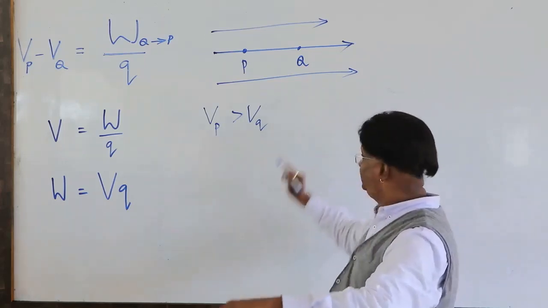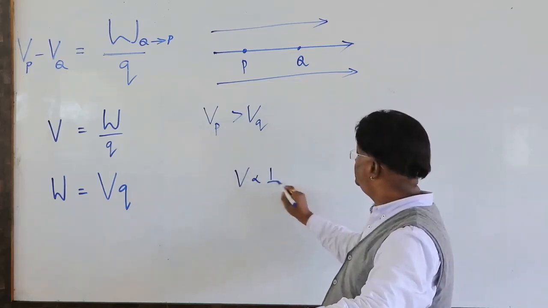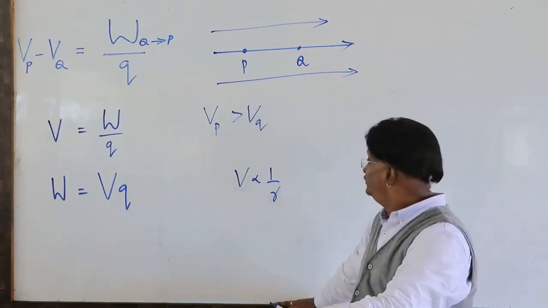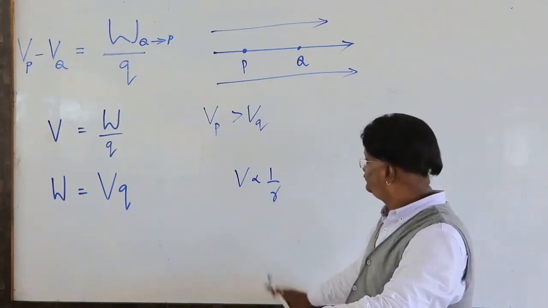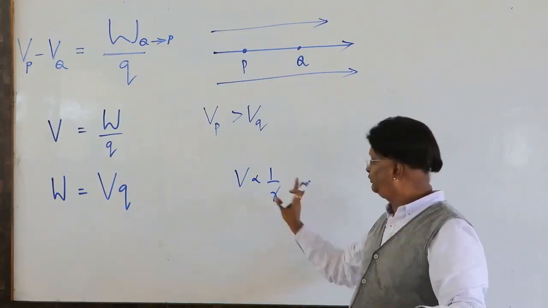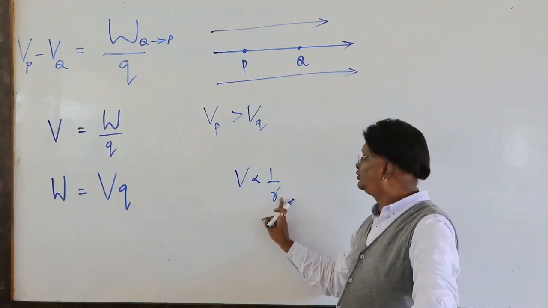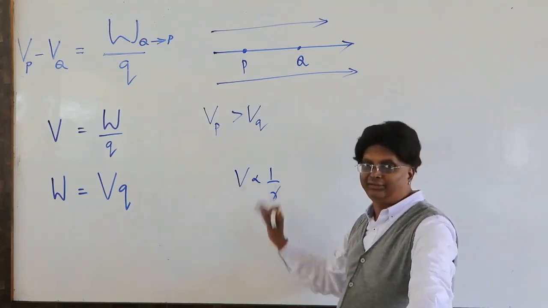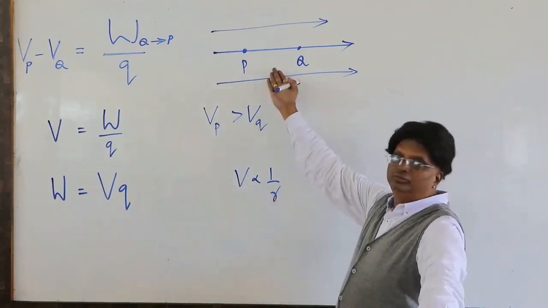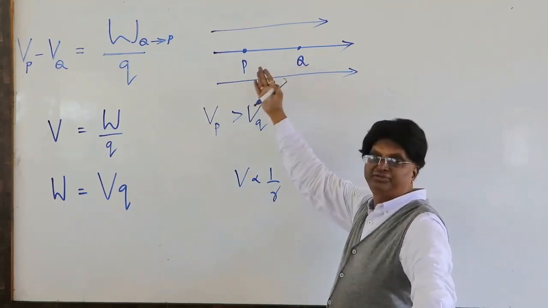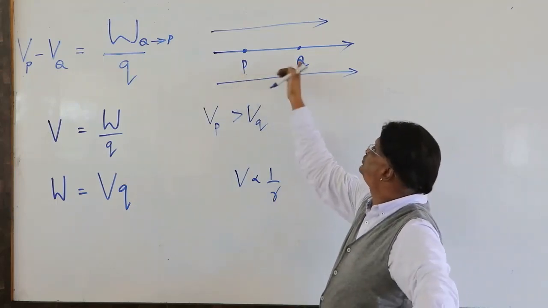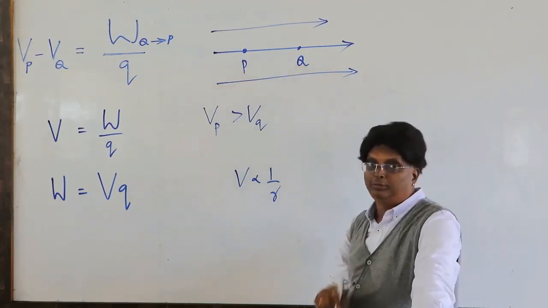Earlier also we have seen that V is proportional to 1 by R, is it not? Therefore in some cases we will use this common sense, that more distance, lesser potential. Or else, as I have told you, in the direction of field, potential decreases, therefore P is at higher potential, Q is at lower potential.